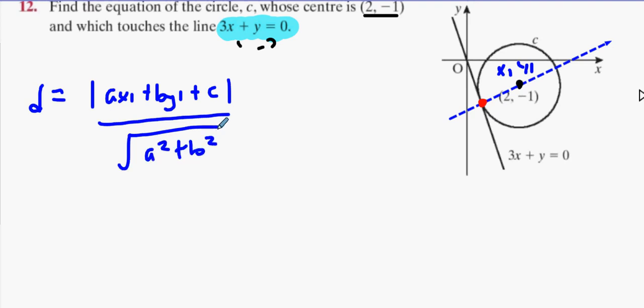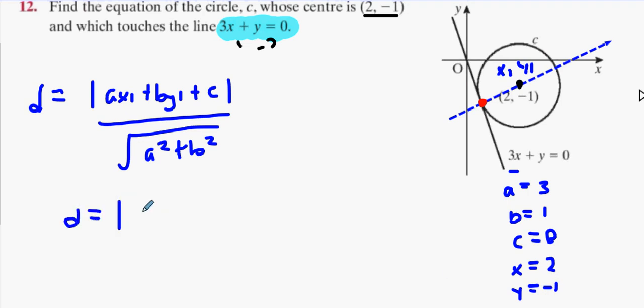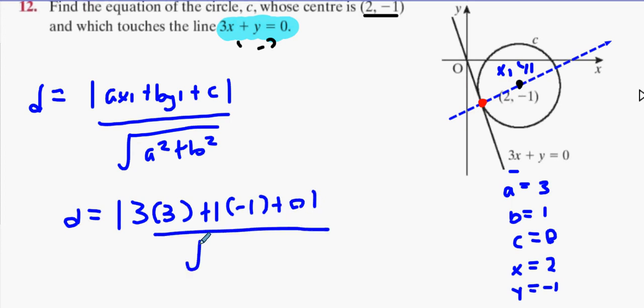This would be a lot quicker. What's your A value? Your B value? C value? Your X1, Y1 value? So I don't know why I didn't think of that. 3 times 3 plus 1 times minus 1 plus 0 all over the square root of what? 3 squared minus 1 squared? It's 3 2, or 3 3. 3 2, yeah, thank you.